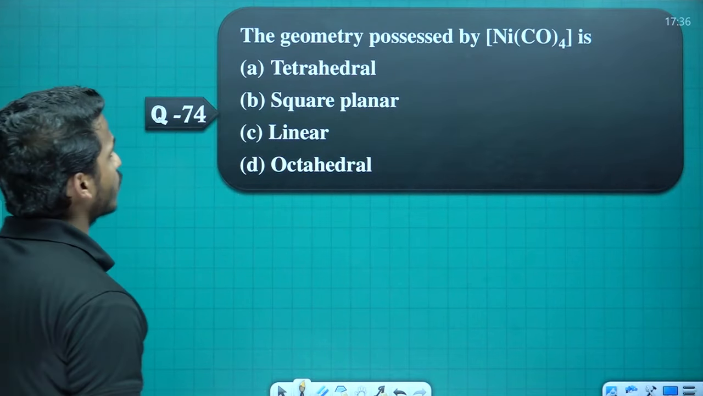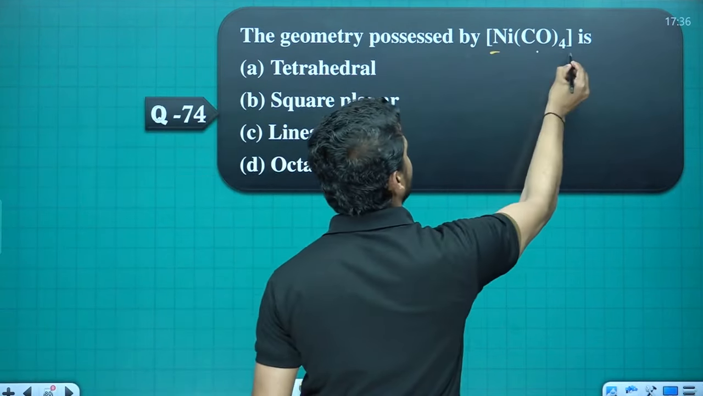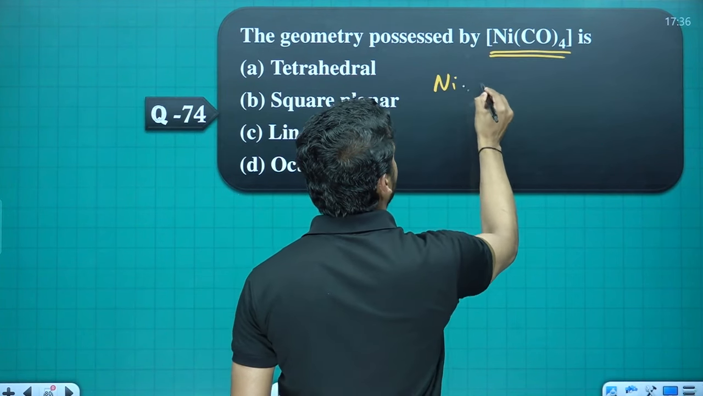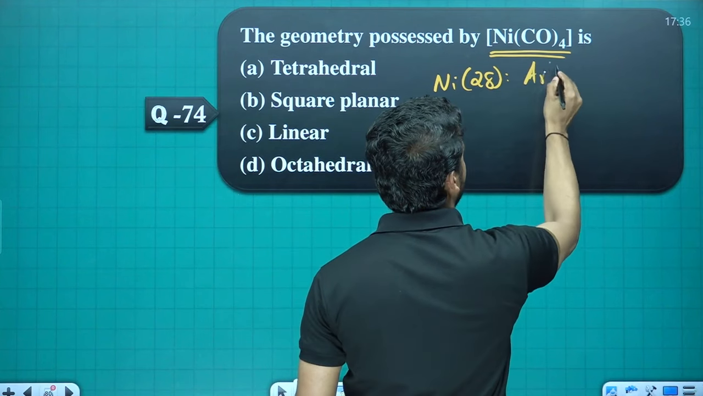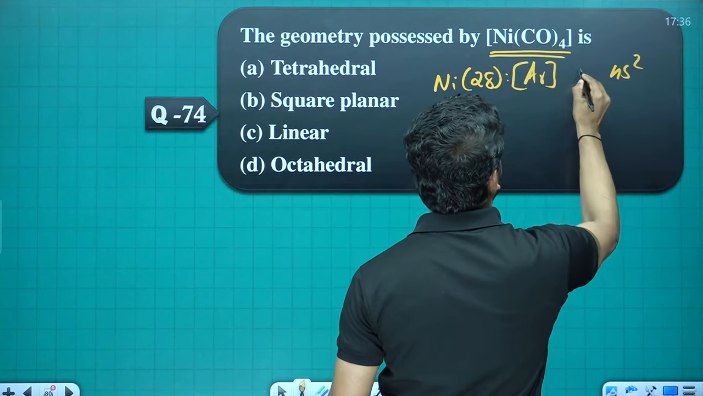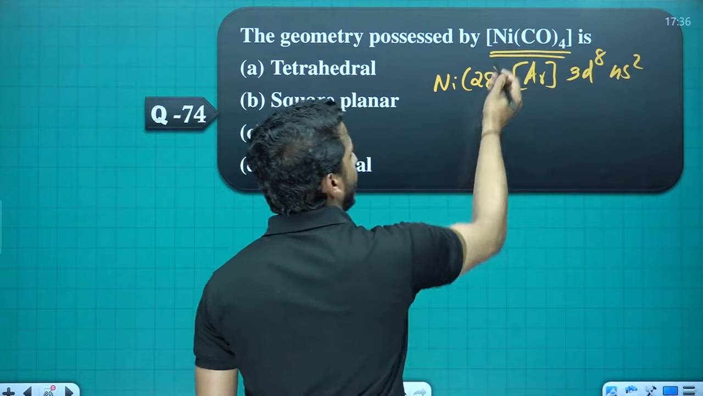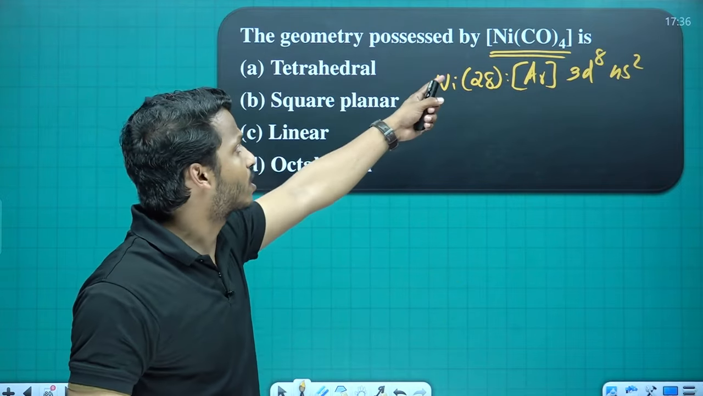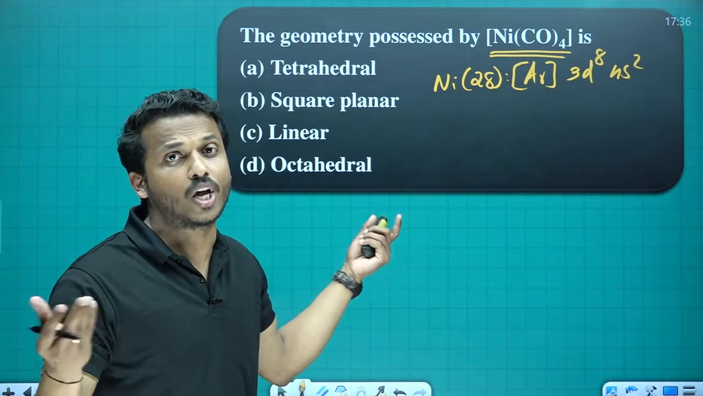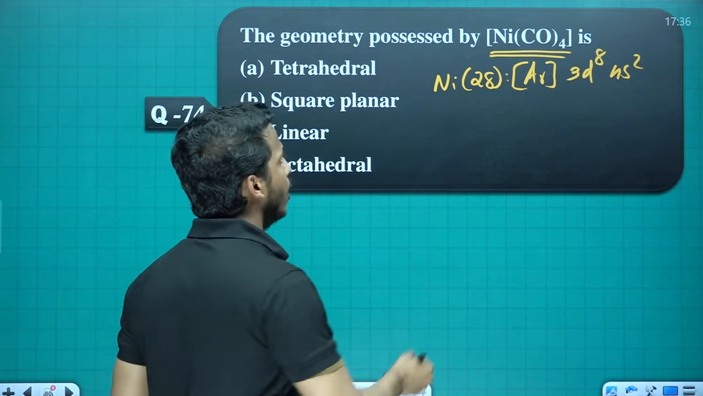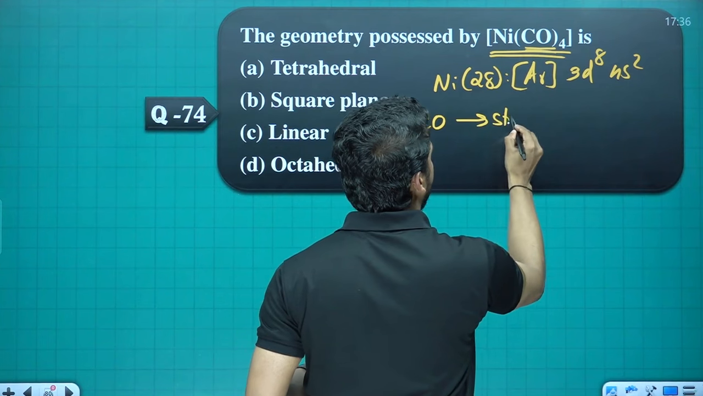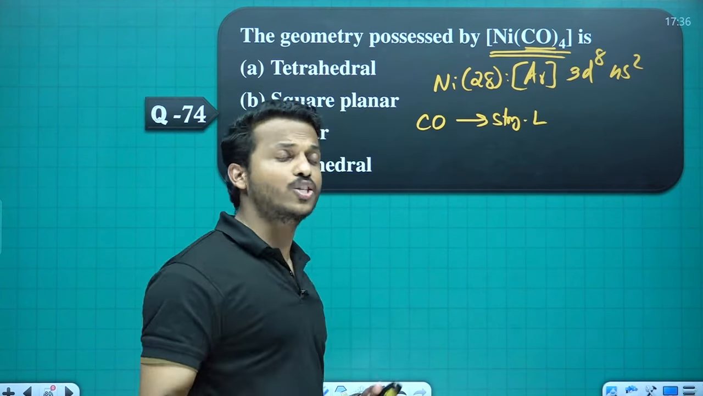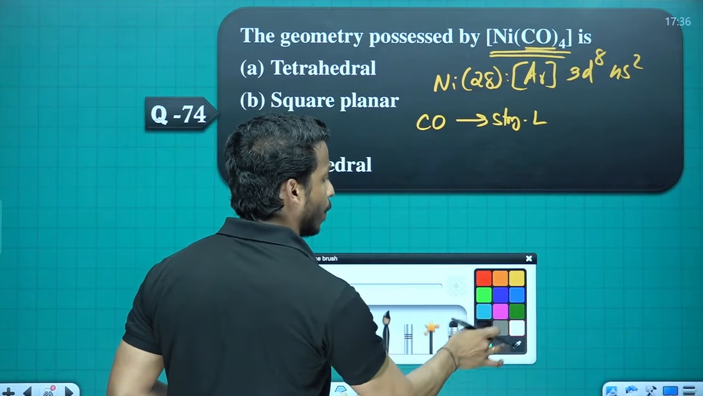The geometry possessed by this complex is, okay, let us calculate. Here nickel is the central atom, 28 is the atomic number. We can write it as argon with 4s2 3d8. Here the nickel charge is 0, right? Because carbonyl is a neutral ligand. Nickel charge is 0, no oxidation state. So let us go for carbonyl, my dear. Carbonyl is a strong ligand. If there is a strong ligand, you know, electrons undergo pairing.